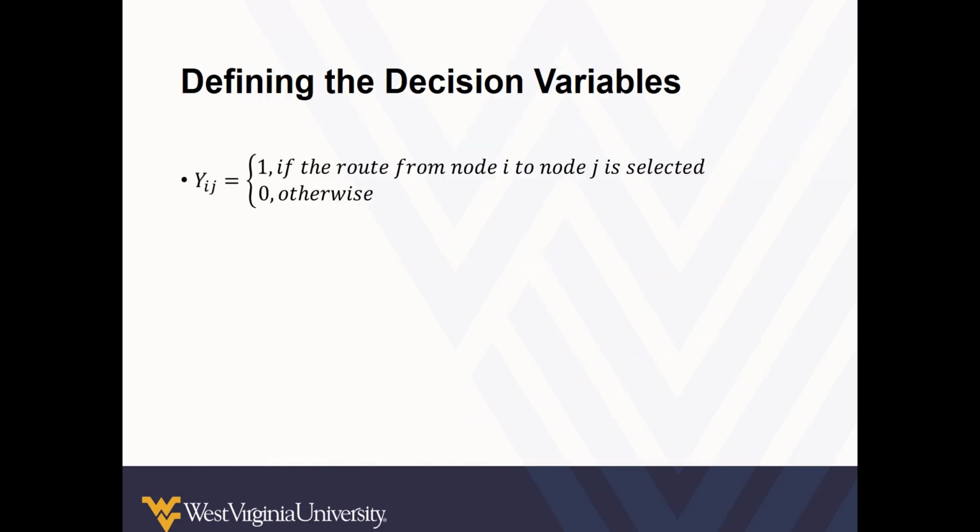So let's define our decision variables. For each value of y, it's equal to 1 if the route from node I to node J is selected and 0 otherwise. So we need one variable for each arc or route in the problem. Each decision variable indicates whether or not a particular route is used. The specification for each of these variables is as illustrated on the slide.